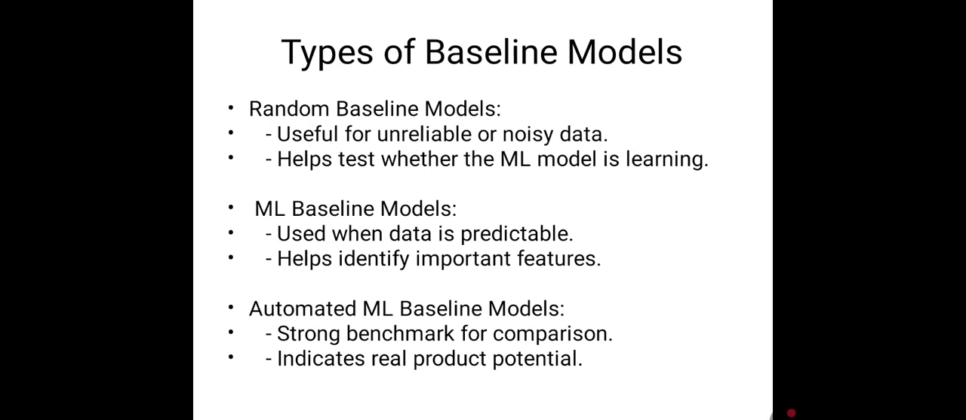The second one is machine learning baseline models. When the data is predictable and structured, we can create simple ML models as baselines. These models help us in understanding which features are useful and how the data behaves. For example, basic linear regression or a simple decision tree can act as ML baselines.